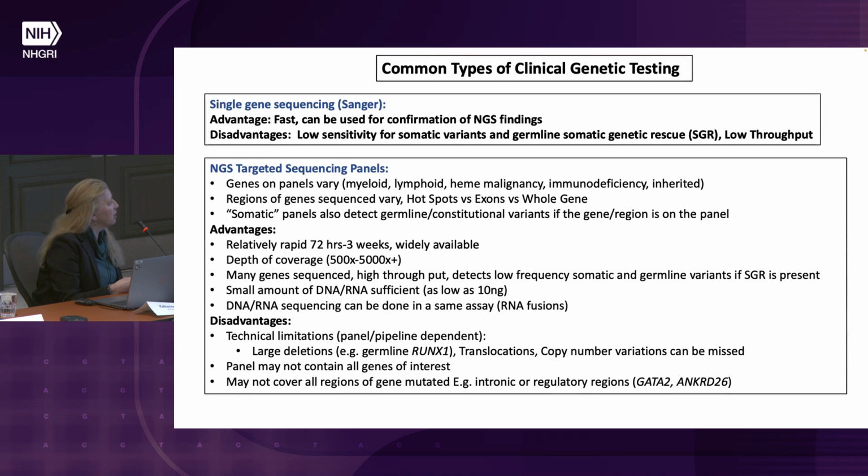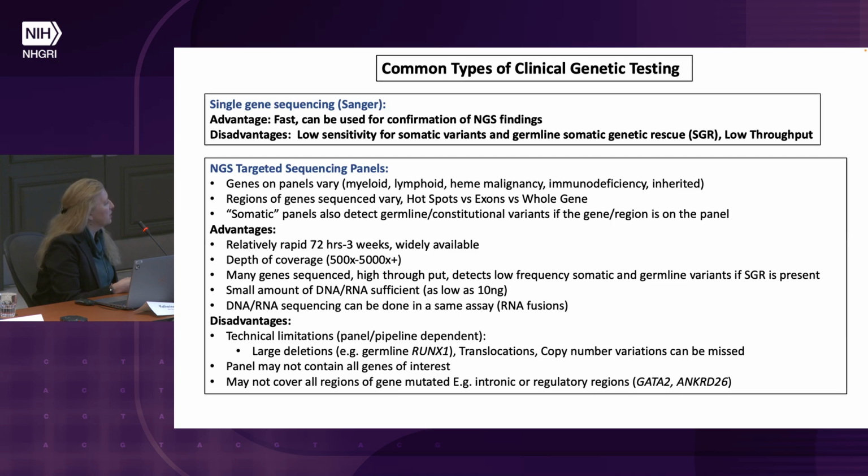And then NGS targeted sequencing panels. These are very common in the cancer world. Genes on the panels may vary depending on what we're looking for. In my lab, we have myeloid, lymphoid, hematologic malignancy genes, also immunodeficiency genes, and genes associated with inherited predisposition. The regions of the genes sequenced may vary on different panels. Some panels are more focused on hotspots. Some have exons of genes, and some have whole genes. Somatic panels, again, can detect germline variants if the gene in the region is on the panel.